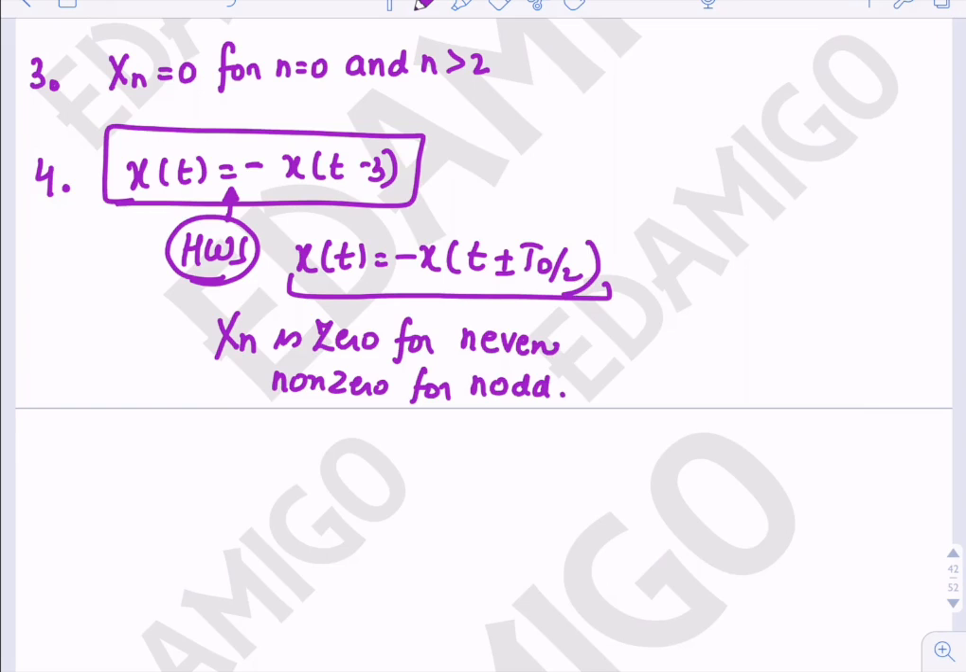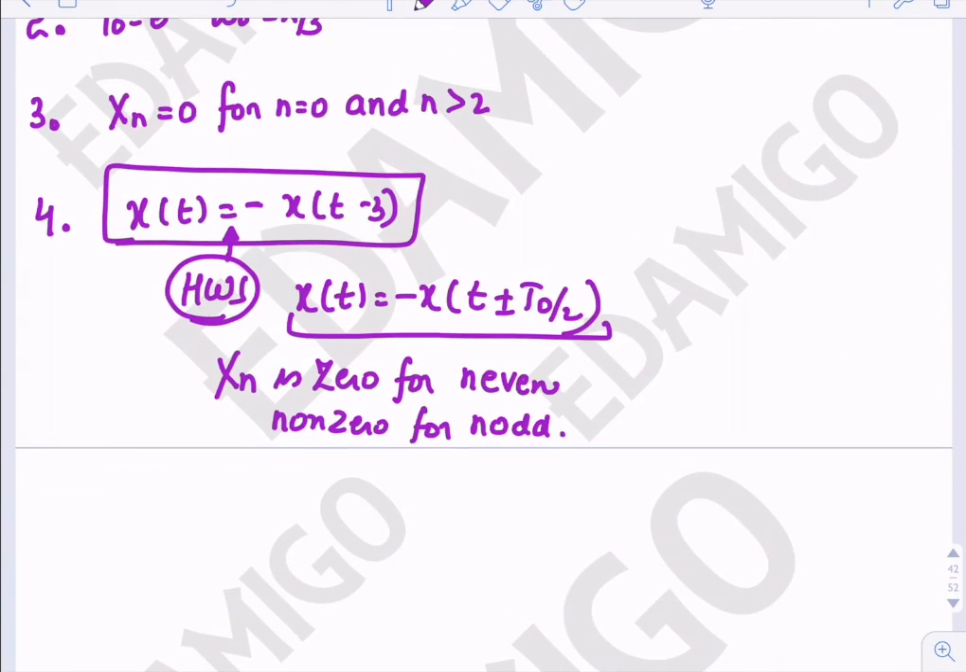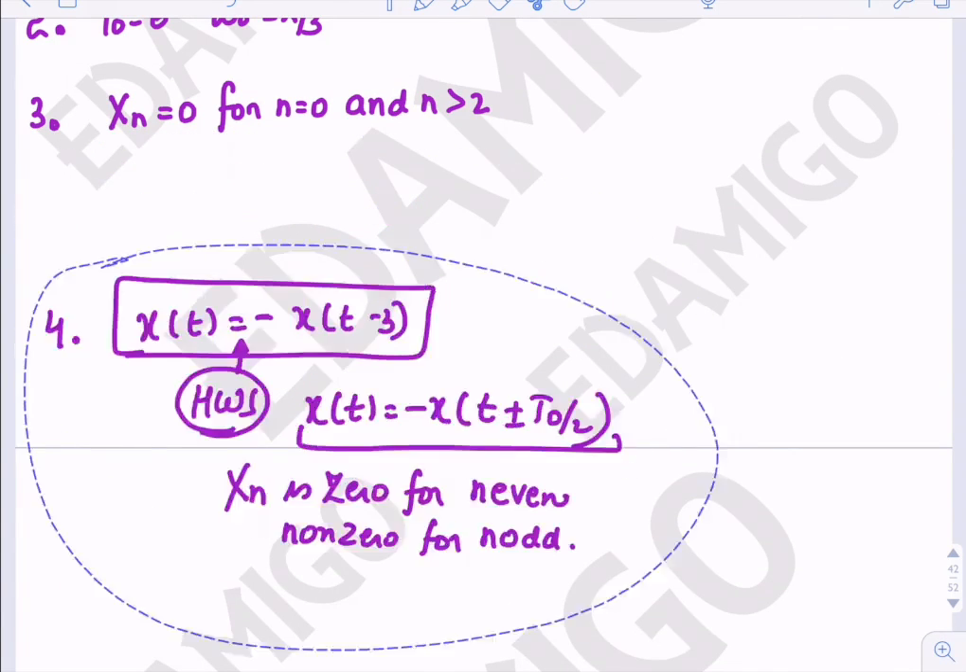So now one more thing that we can prove here is that x[n] is equal to x[-n] conjugate. Okay, so we'll prove one more point here. Okay, so I'm shifting this down.